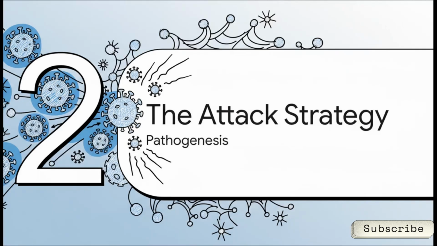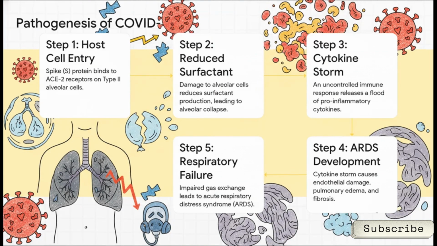Okay, Section 2, the attack strategy. So, how does this structure actually translate into disease? Let's break down the pathogenesis. The pathogenesis really is this devastating 5-step cascade. It all starts with Step 1. The spike protein binds to ACE2 receptors on our lung cells.